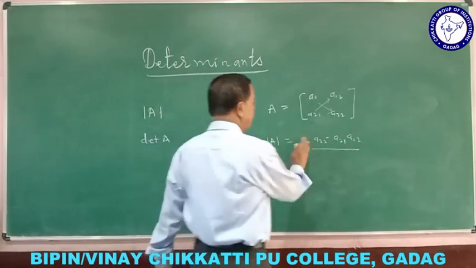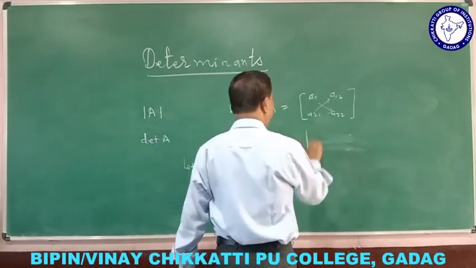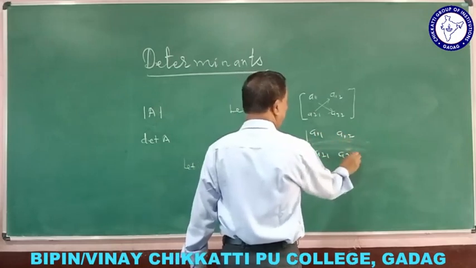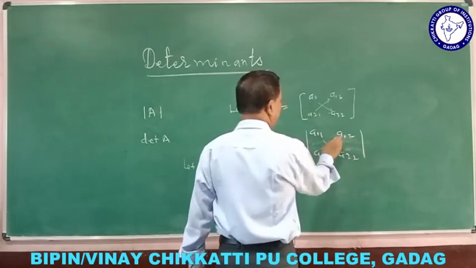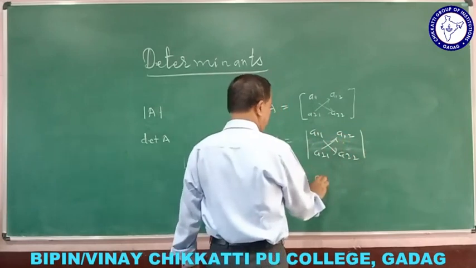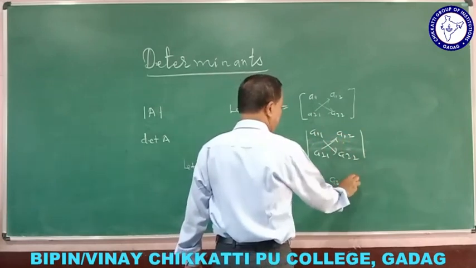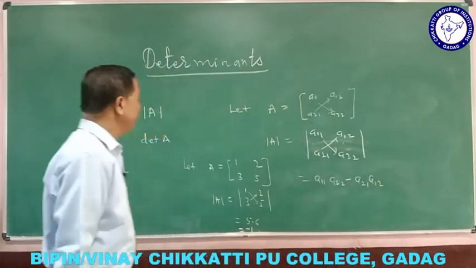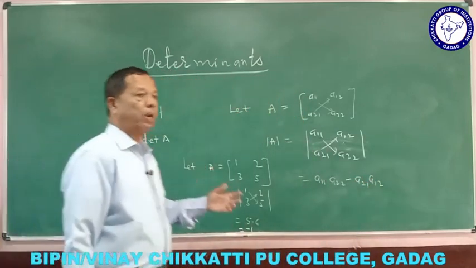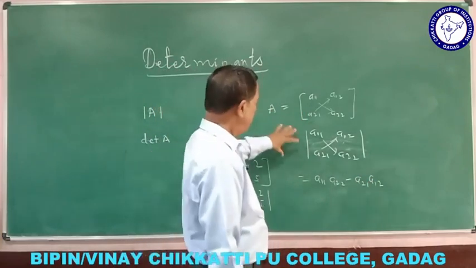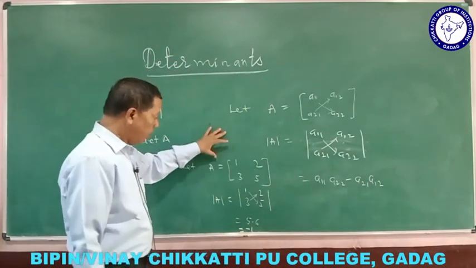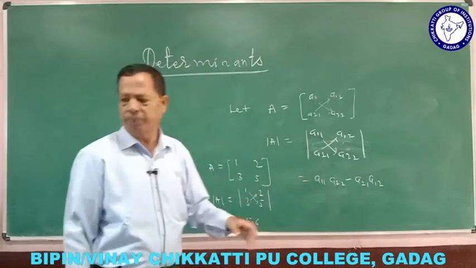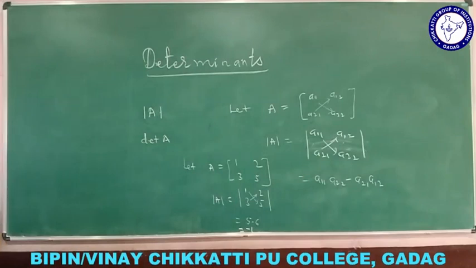Even this can be written this way: a11, a12, a21, a22. So you can multiply like this. What is this? a11 a22 minus a21 a12. This is the way of finding it. Before going on to explain other problems, I want to give 2 examples which they generally ask in the examination based on this definition.